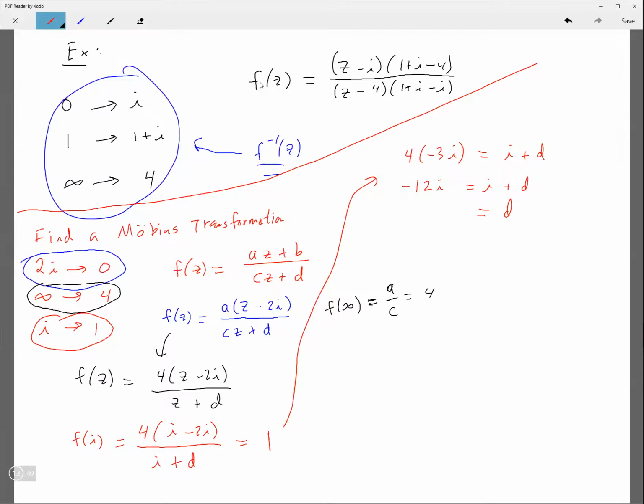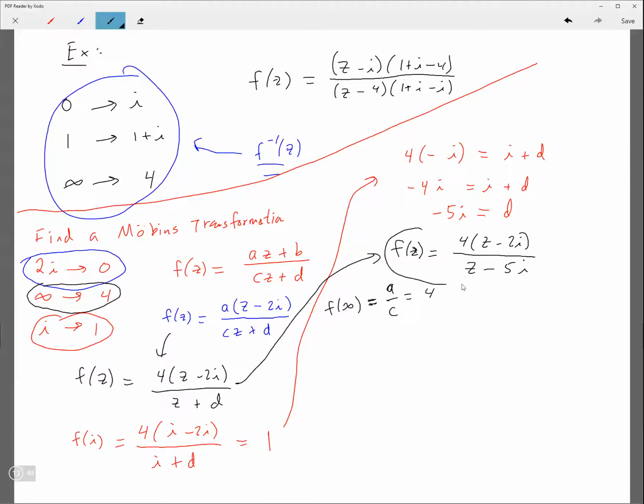So you said negative 5i? Okay, so then the answer is going to be f of z equals 4 times z minus 2i, all over z minus 5i. If you plug in 2i, that's going to be 0. If you plug in infinity, that's going to be 4. And if you plug in i, then you're going to end up with 1. So that's the answer there.